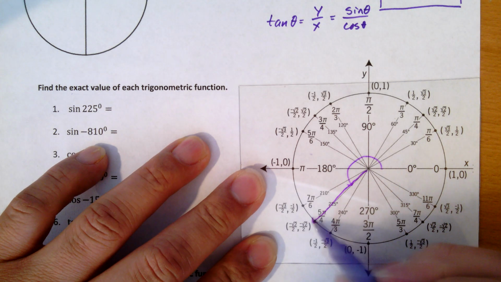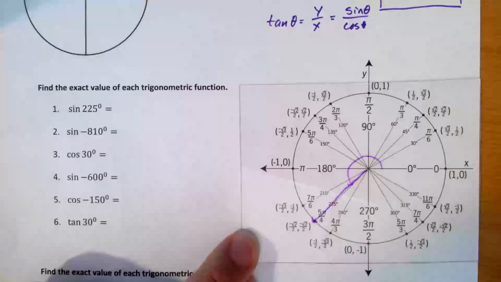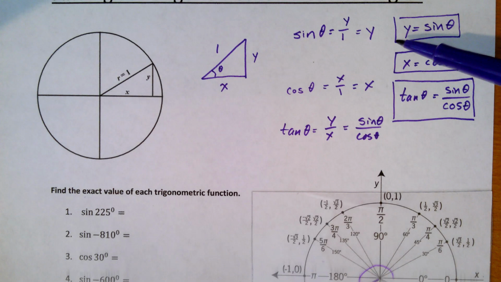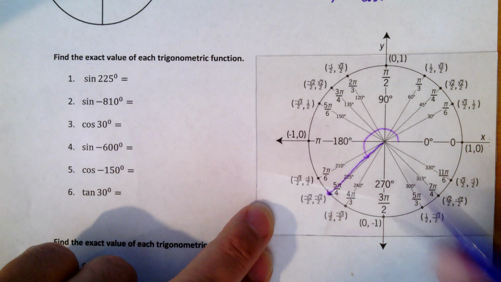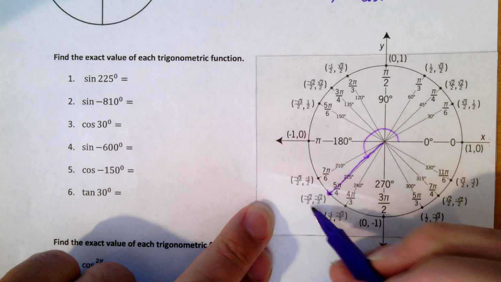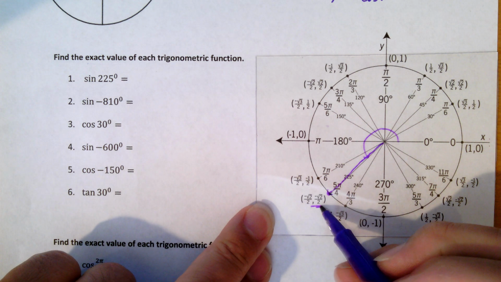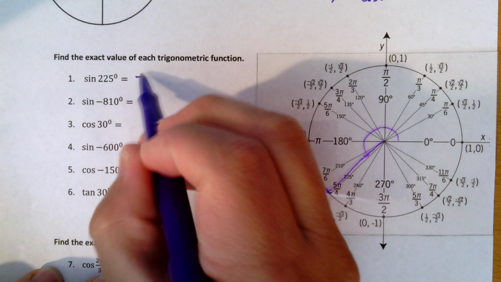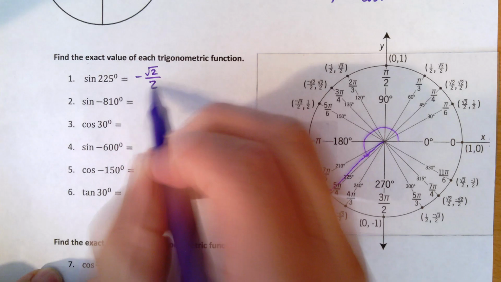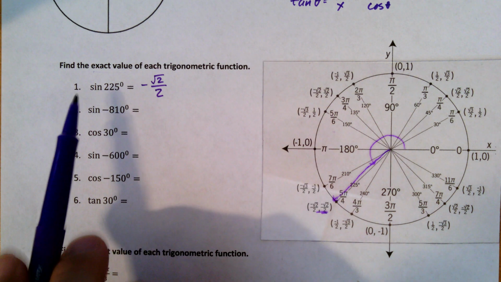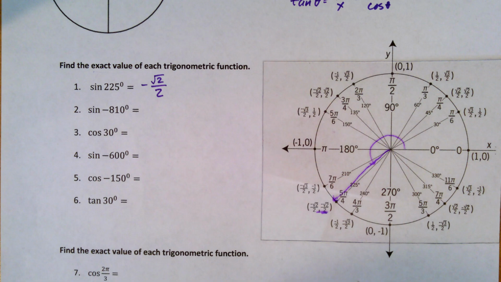And if I'm looking for the sine value, remember up here we said the sine value is just your y value. So we go to here, 225. Sine of 225 would be the y value, which is negative radical 2 over 2. So your answer would be negative radical 2 over 2. That is the exact value of sine of 225.